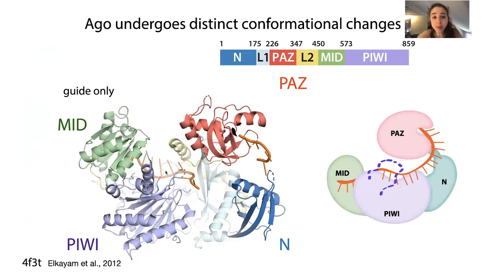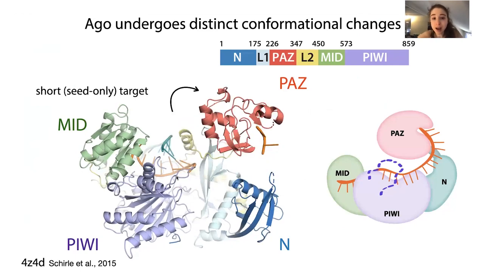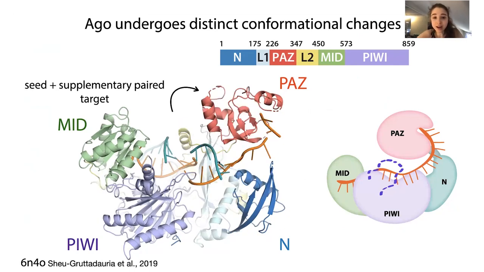But anyway, it binds to this microRNA. Now what happens is when it binds to a target, with this seed region, it's opening up. And if you have a longer target where you're actually pairing here as well, it's opening up even further. These are examples of conformational changes that are happening in the protein in response to binding to something, in this case, to an RNA.